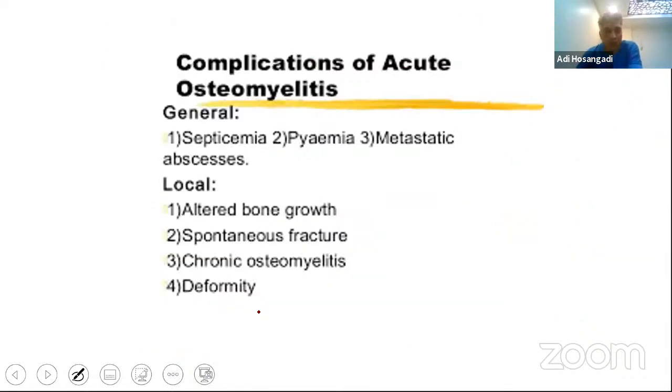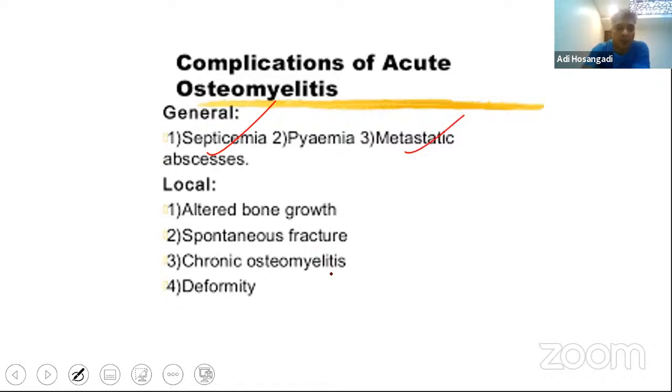Complications of acute osteomyelitis. You should remember, acute osteomyelitis complications are general and local. General complications can be septicemia or distant abscess, also called metastatic abscess. But the most common complication of acute osteomyelitis is that it becomes chronic. Please remember, the most common complication of acute osteomyelitis is chronic osteomyelitis. So these are all other complications.